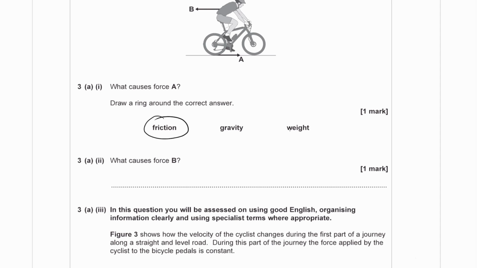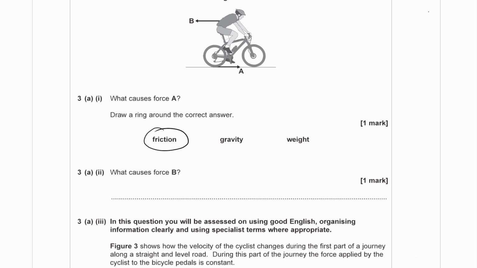It then says what causes force B. Now B, if we take a look, is going backwards from the cyclist. The cyclist is obviously not cycling in a vacuum, and so what's causing force B is air resistance. You could have said wind resistance, you could have said drag, but air resistance is probably the best one.